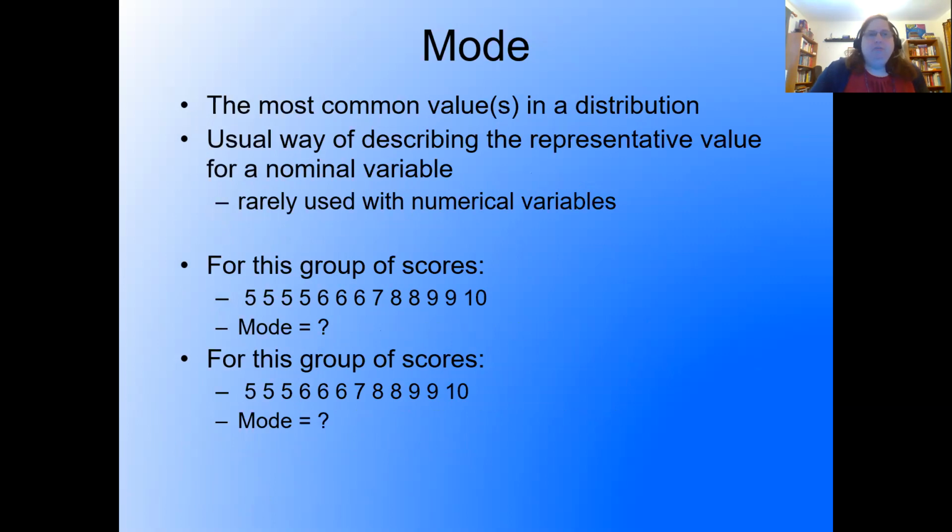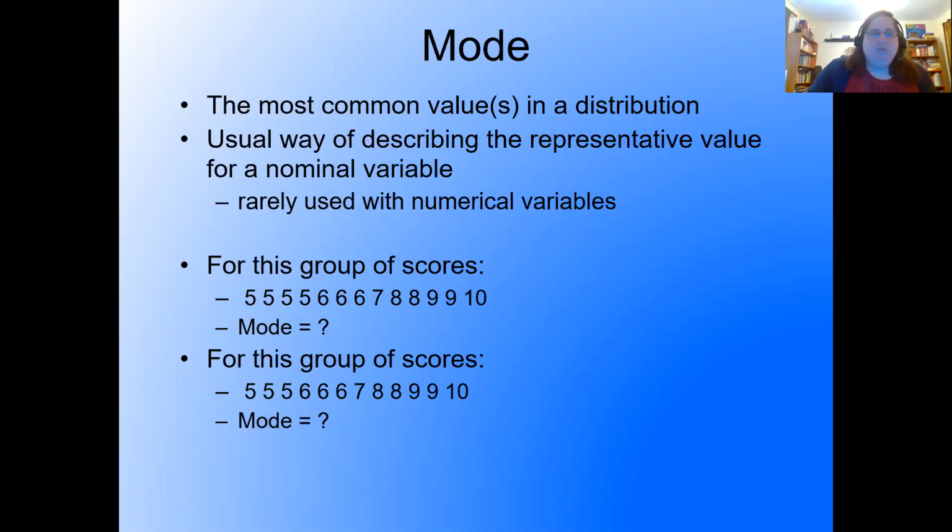Mode. Mode is the most common value in a distribution. It's the usual way of describing the representative value for a nominal variable, and it's rarely used with numerical variables. So for this group of scores, again, this time we have 5, 5, 5, 5, 6, 6, 6, 7, 8, 8, 9, 10. What's the mode? What's our most common value? And it is 5. It's 5 because we have four 5s and less of all the other numbers.